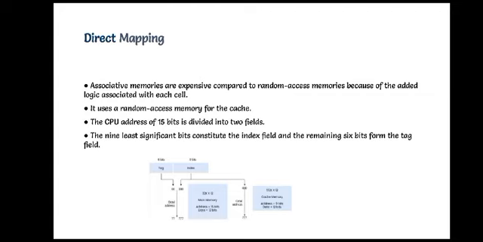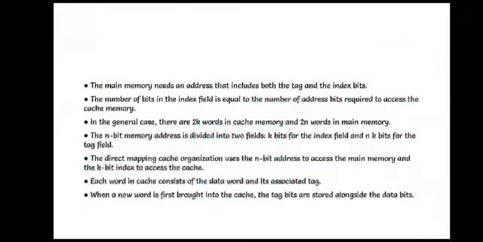Direct mapping. Associative memories are expensive compared to random access memories because of the added logic associated with each cell. It uses a random access memory for the cache. The CPU address of 15 bits is divided into two fields. The 9 least significant bits constitute the index field, and the remaining 6 bits form the tag field. The main memory needs an address that includes both the tag and the index bits.